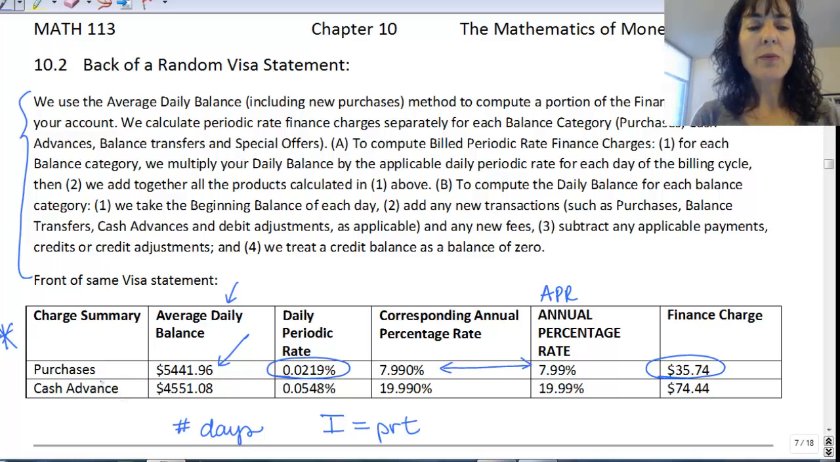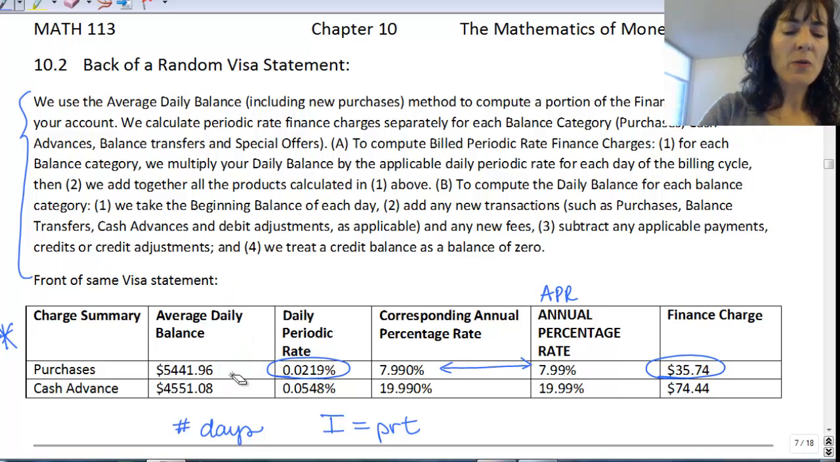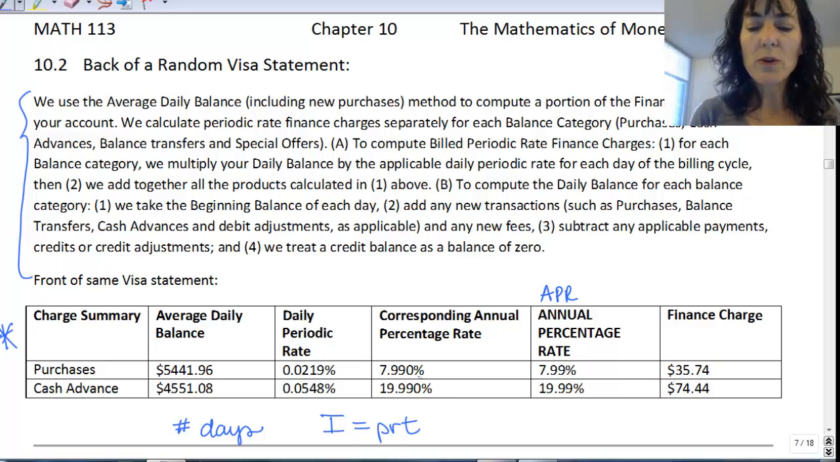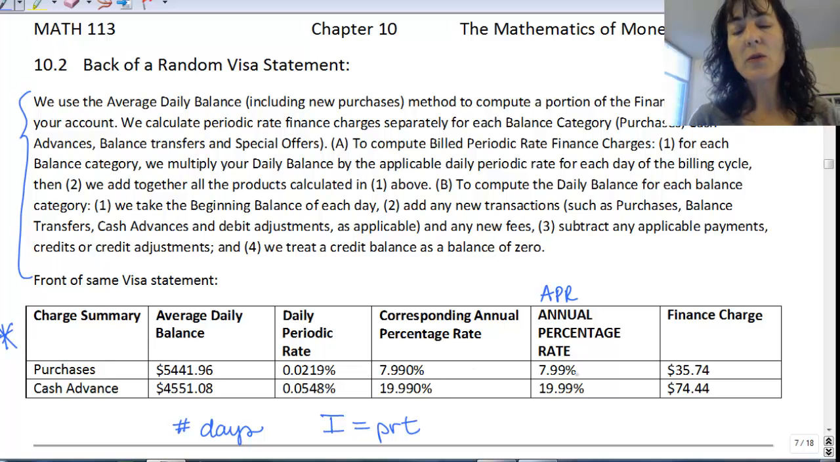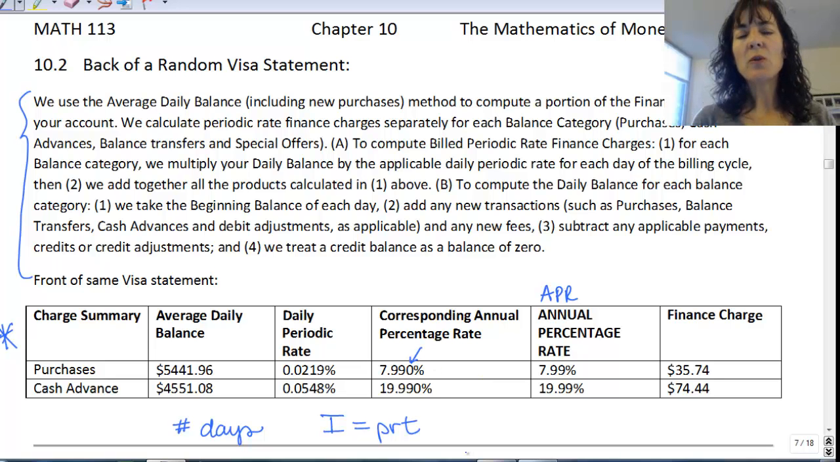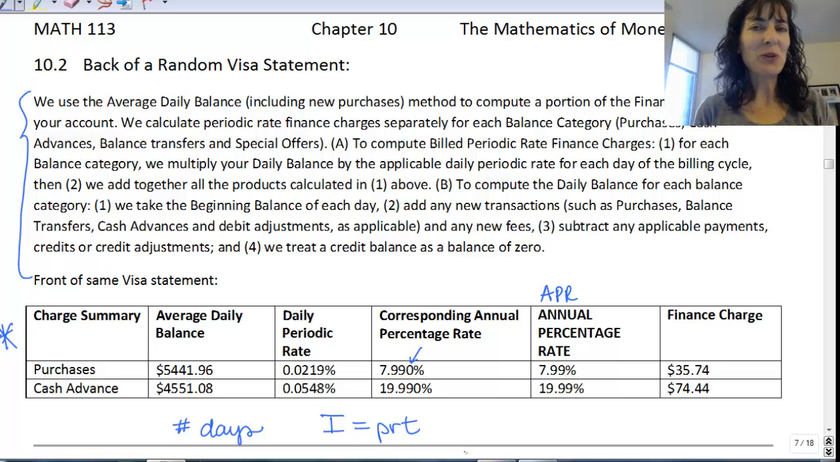So for the back of this first random Visa statement, I want to just kind of talk to you about what I figured out and see if it matches what you came up with. The first thing I saw is that the 7.990% and the 7.99% are the same rate. And this 0 is telling you that they're not actually adding on a digit that they aren't telling you about.